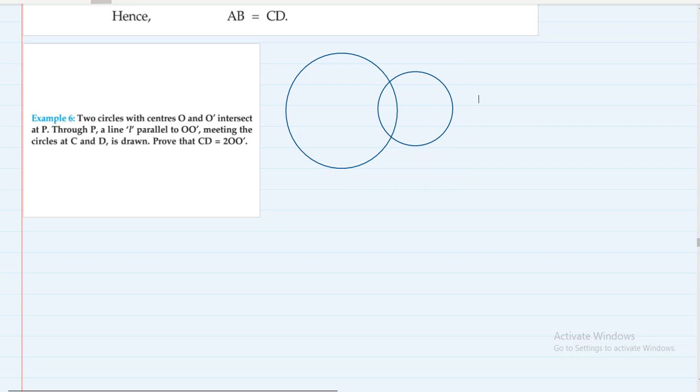Okay, so these are our two circles with center O and O dash. This is O, this is O dash. Intersect at P. This point is P. Through P, a line L parallel to OO dash meeting the circles at C and D is drawn. Okay.